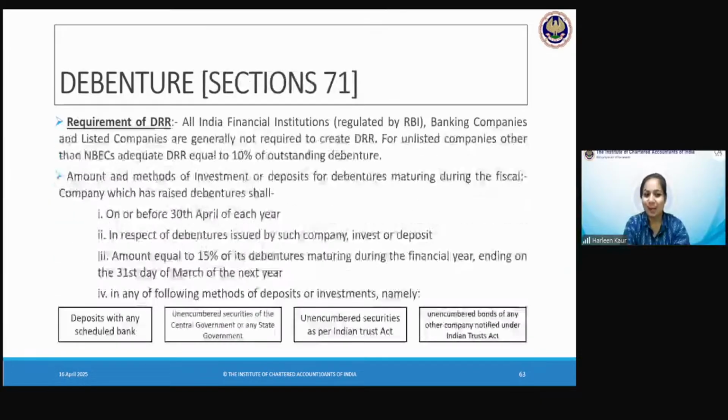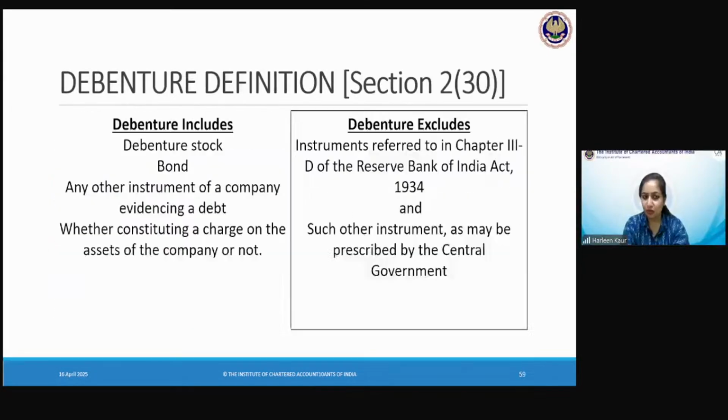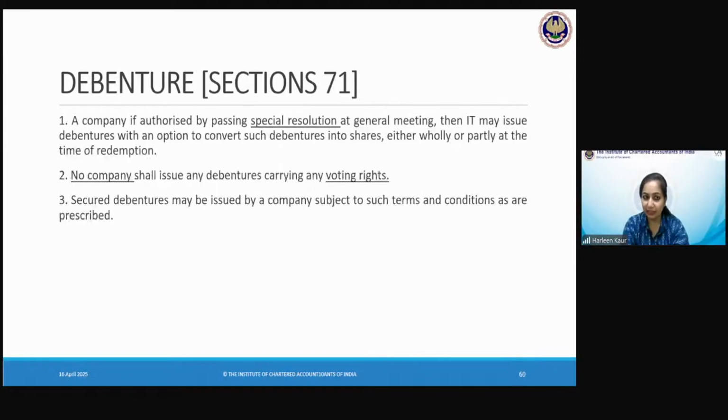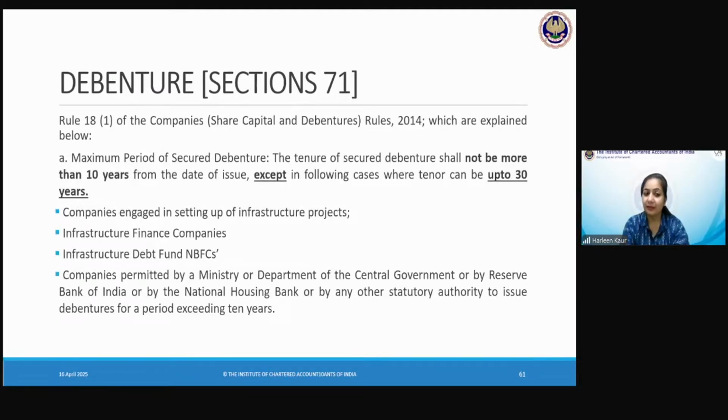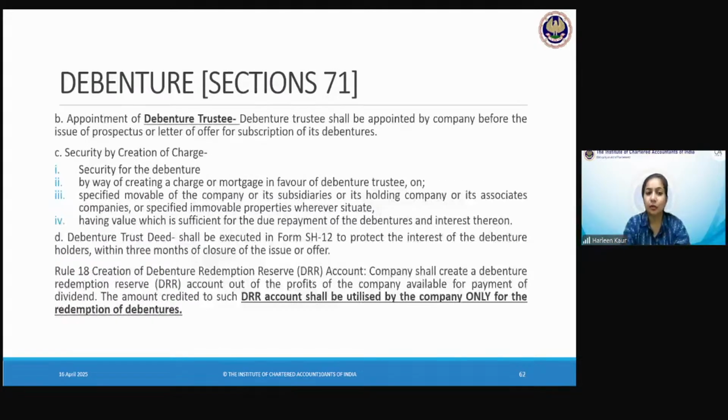So it's done. Let's have a quick recap. Debentures, definition you have to learn. First of all, definition is clear. Section 71, SR is required, no voting right. These 4 cases absolutely correct. 10 to 30 years. 30 years के लिए exceptions क्या है? 4 companies infrastructure related हो जाएगा.